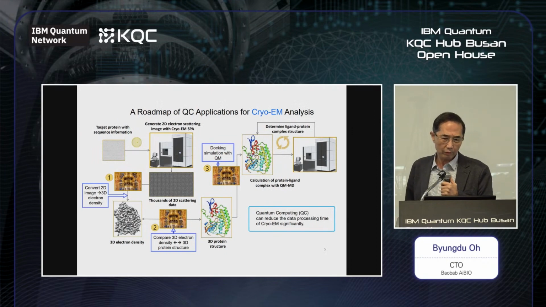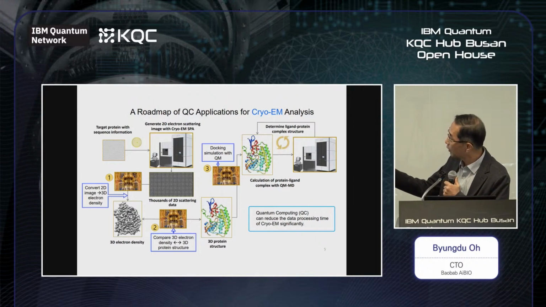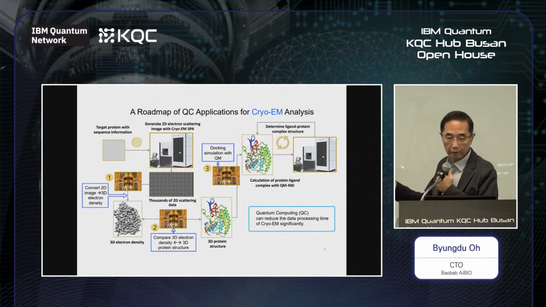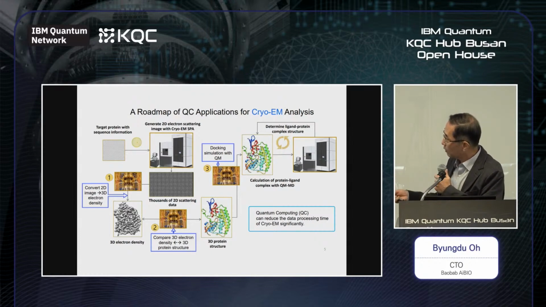This is a roadmap of quantum computing application for cryo-EM analysis. At first, we need to get the target protein with sequence information and generate 2D electron scattering images with cryo-EM single particle analysis. By using this cryo-EM machine, we get thousands of 2D scattering data. With this scattering data, we can make a 3D electron density. And from the 3D electron density, we can reconstruct 3D protein structures. Then by docking simulation with QM, we can determine the ligand-protein complex structure.